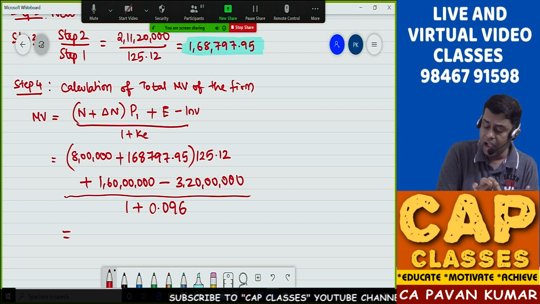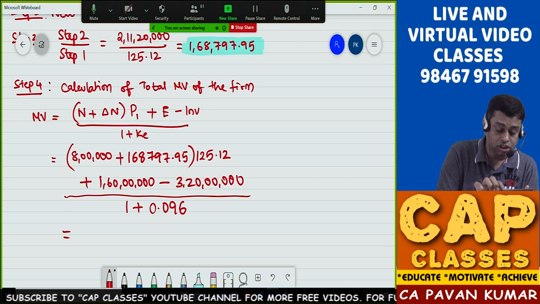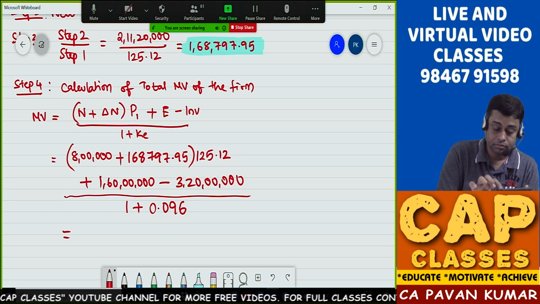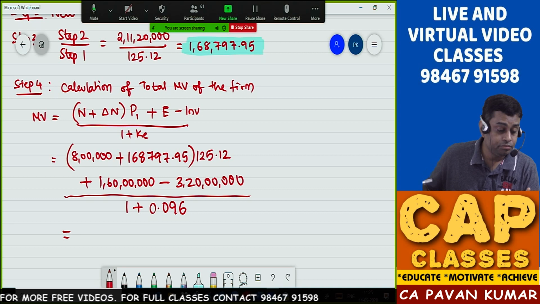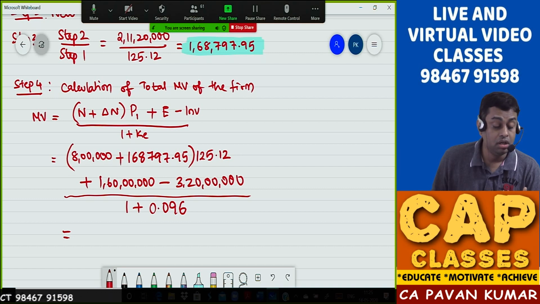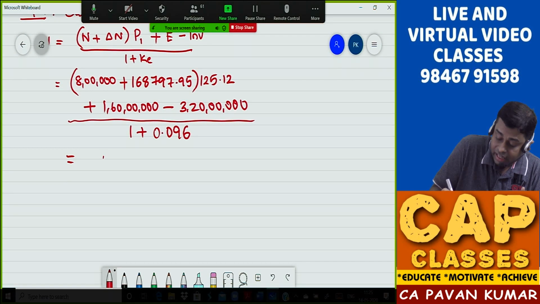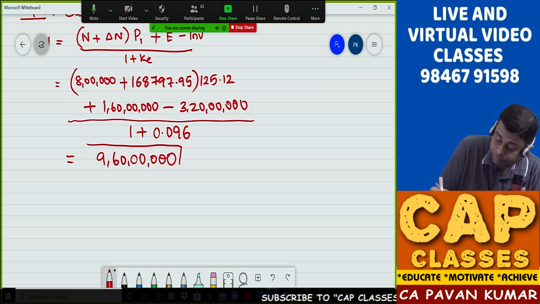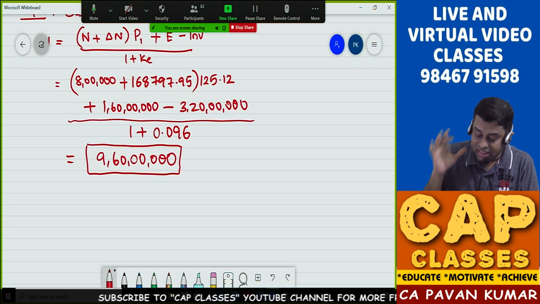Okay. Add 1 crore 60 lakhs. Subtract 3 crores 20 lakhs. Divided by 1.096. That comes to, in my calculator, 9 crores 59 lakhs 99,999. So can I say 9 crores 60 lakhs? This is the value. Okay, now friends, please be very careful and try to understand the magic.